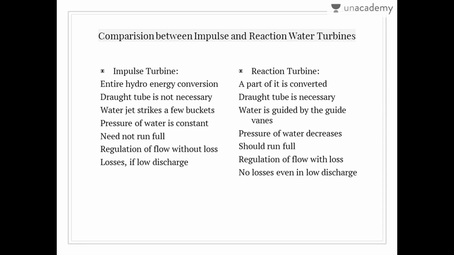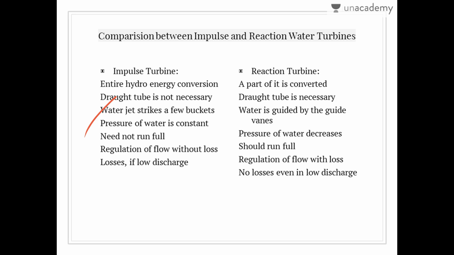So let's have a comparison between the impulse and reaction water turbines. In impulse turbine, the entire hydro energy is converted into kinetic energy, whereas in reaction, only a part of it is converted into kinetic energy and the rest remains as pressure head. In the impulse turbine, the draught tube is not necessary, whereas in reaction turbine it is necessary. In impulse, the water jet strikes a few buckets at a time with kinetic energy, whereas in reaction, the water is guided by the guide blades to flow over the blades with pressure energy.